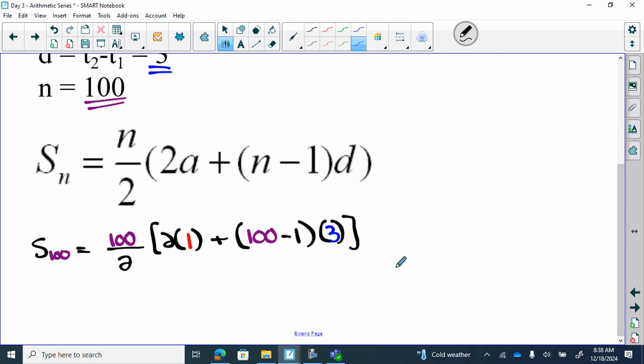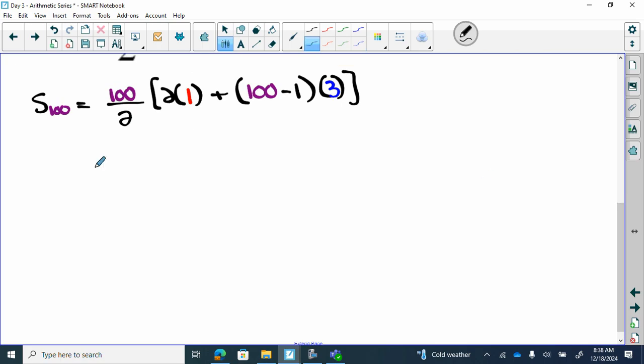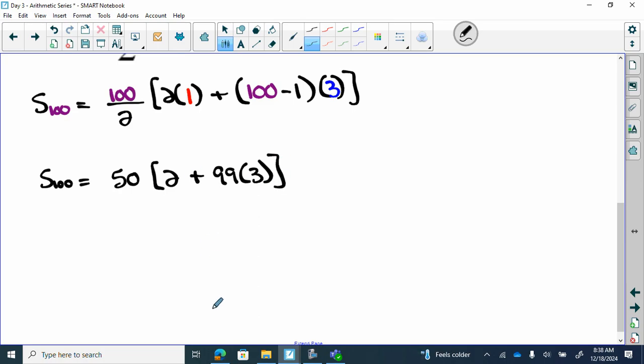Is that okay? The sum of the first 100 terms is going to equal 50. And then this is going to be 2 plus 99 times 3. Is everyone okay with me doing that? I'm not going to show every little step. 100 minus 1 is 99. 99 times 3, what would that give me? It would give me 297 plus 2. What would you get there?